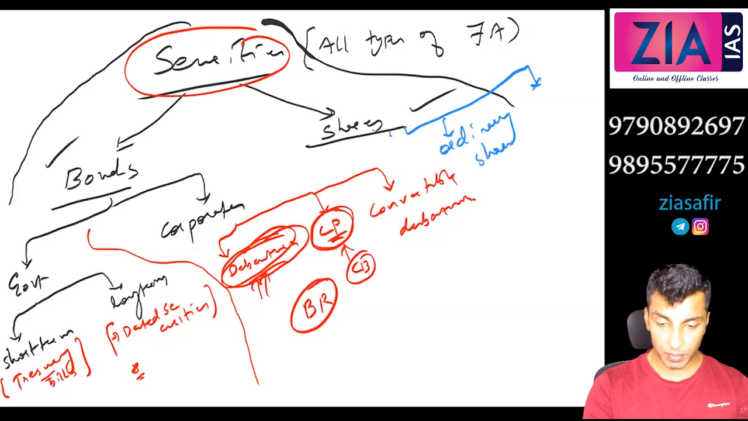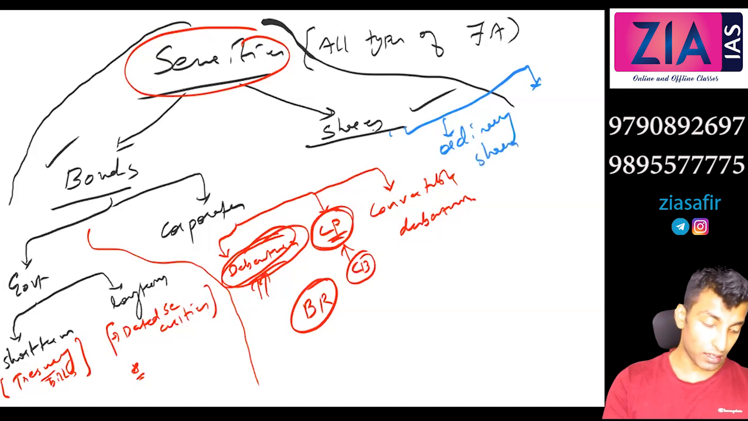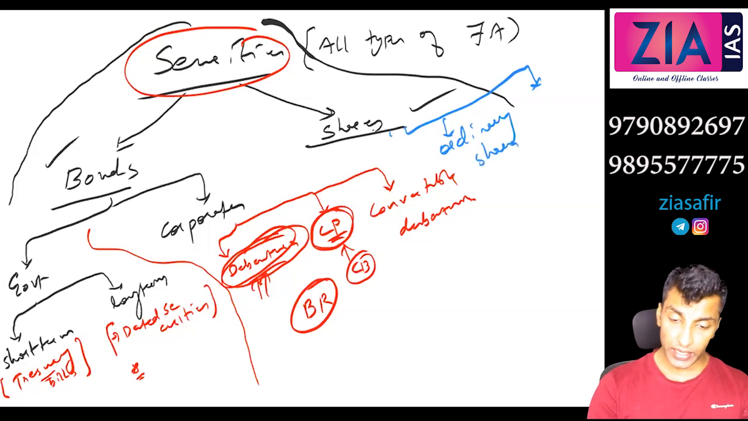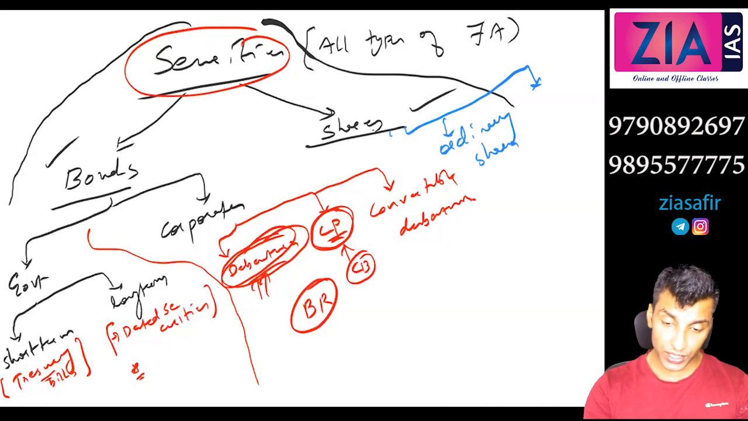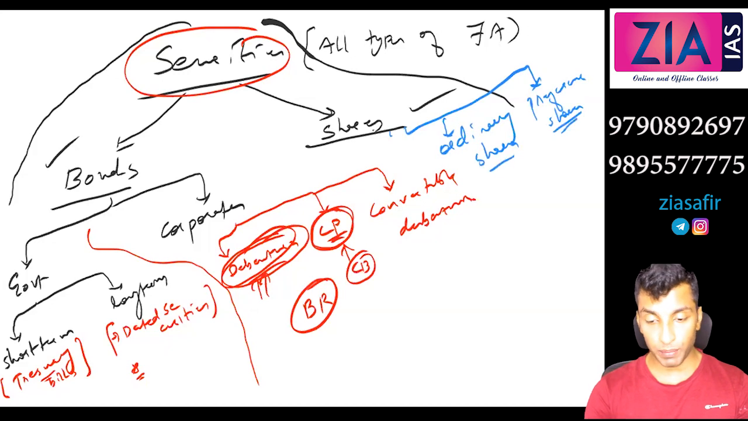Ordinary shares, that means the equity, what we are discussing, equity shares. Ordinary share means equity share. The other is preference share. I have already discussed this when we discussed Basel norms, preference share. And I've told you the difference also between ordinary share and preference share.